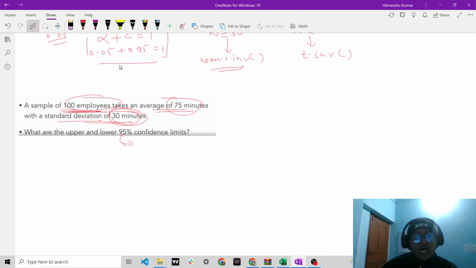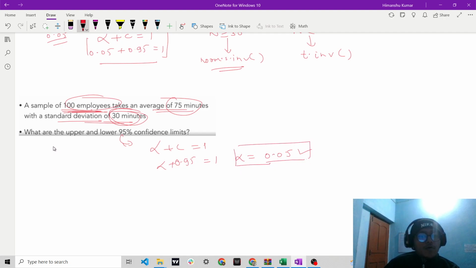I have talked about the expression alpha plus c is equal to 1. Here the value of confidence is given, so we calculate alpha as 0.05. So we have been provided the alpha value. The next task is to calculate the value of the upper and the lower bound.